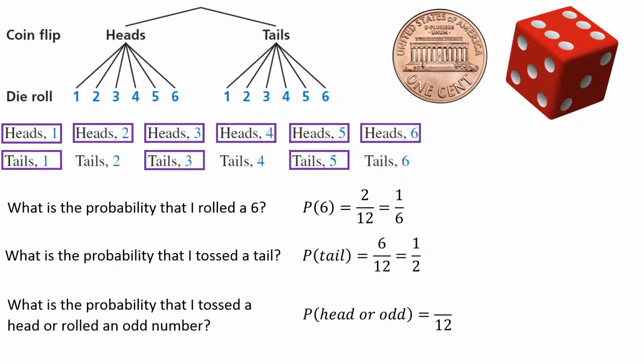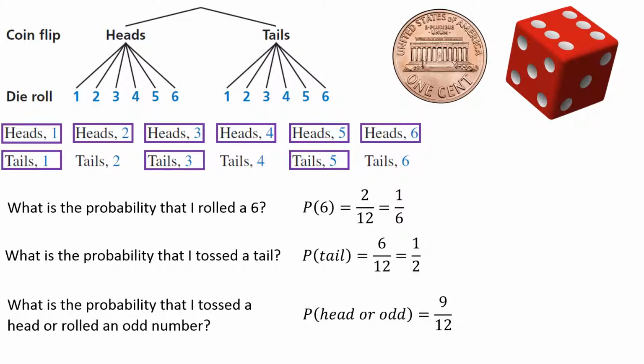So at first glance, I might say, hey, 6 of them have heads. Hey, 6 of them have an odd number. No, we're not going to do 6 plus 6 and get 12. There's actually 9 outcomes that are associated with this event. So the probability of this event, 9 out of 12.